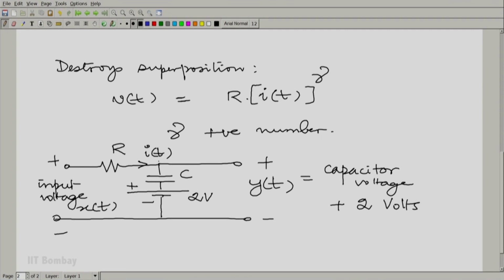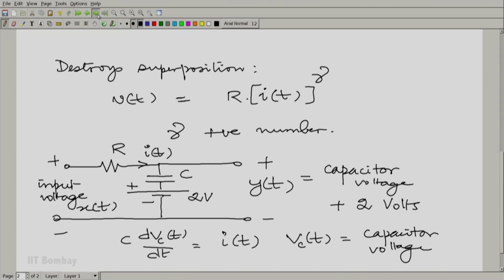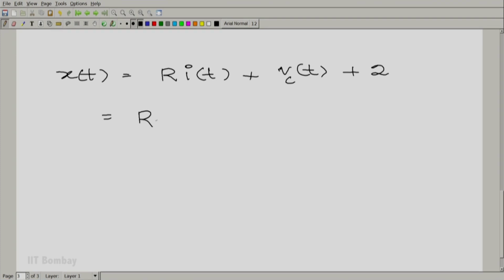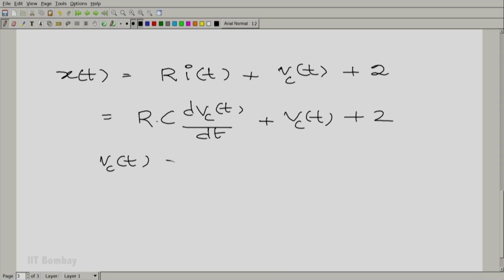The current in the circuit is, of course, again C times dVc(t)/dt, where Vc(t) is the capacitor voltage. Now, with this, we can write down the total input x(t) is equal to R times the current plus Vc(t) plus 2 volts, and that is R times C dVc(t)/dt plus Vc(t) plus 2. And Vc(t), as you see it, is y(t) minus 2, or in other words, y(t) is Vc(t) plus 2 volts.